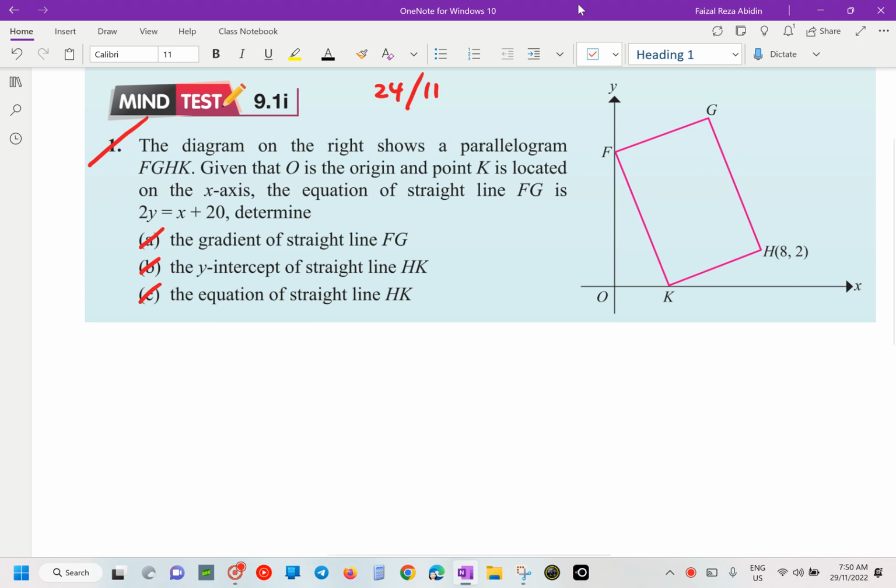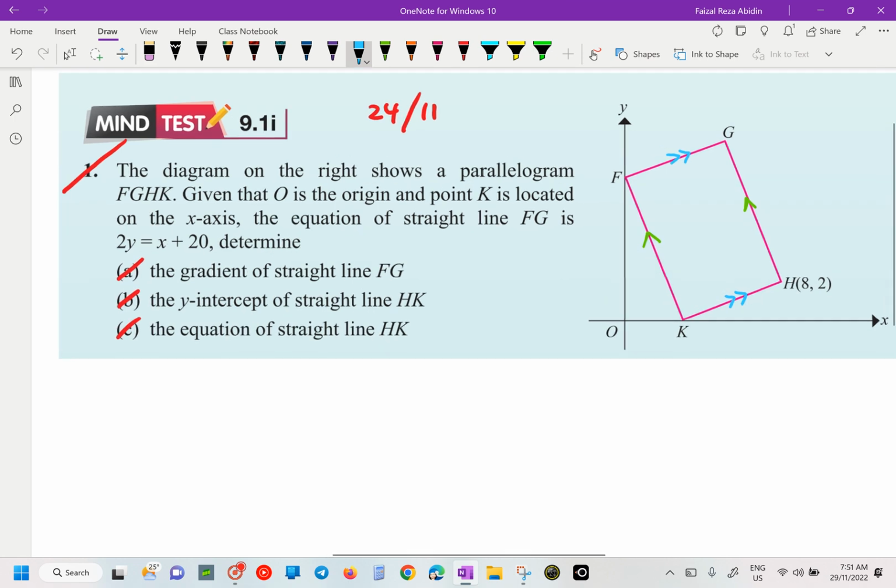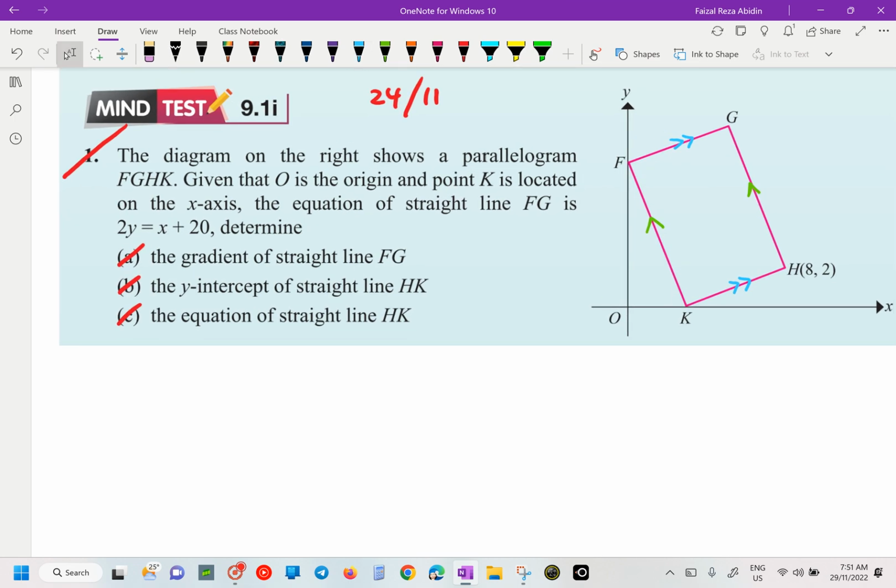Parallelogram. Okay, what does it mean by parallelogram, girls? What does it mean by parallelogram? If you look over here, our line FK is going to be parallel with GH. Am I right? And line FG is going to be parallel with our KH or HK there. That's what it means by parallelogram.